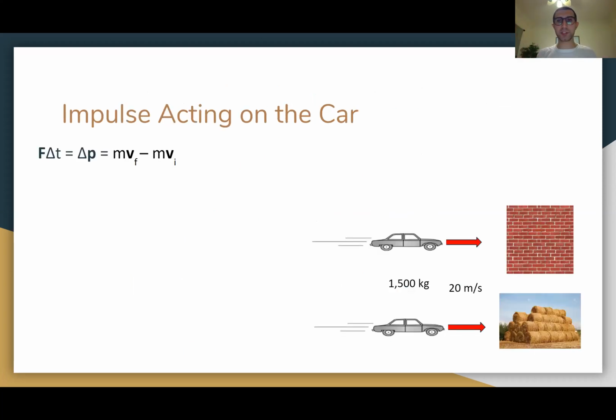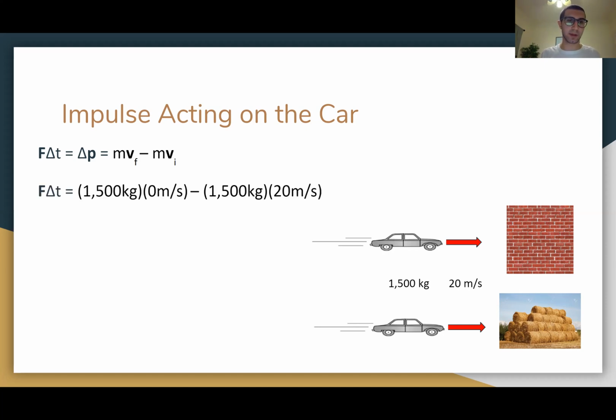So we go back to our original problem of a car hitting into a wall and a pile of hay, but this time we're given some numbers. We can use the impulse momentum theorem to analyze why it would be worse to hit into a brick wall versus the pile of hay. Let's plug in the numbers we were given. Our change in momentum is negative 30,000 kilogram meters per second. There is no final velocity, it's stopped.